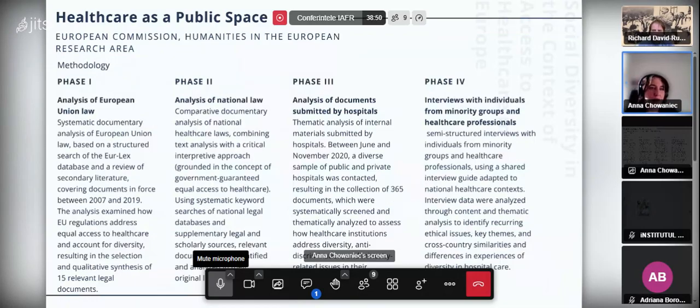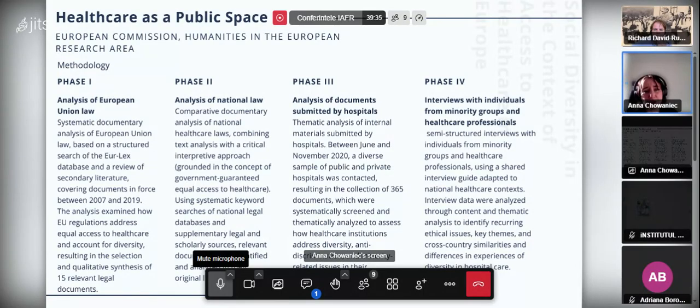It had 4 phases spread across 3 years, more than 3 years. The first phase was the analysis of the European Union law, of course, to some limited extent, going back to 2007. And we were looking for regulations that address the equal access to healthcare, on the diversity, and there was a selection done of those documents that were relevant. And then we followed that with the analysis of the national law, where we comparatively analyzed the national healthcare laws.